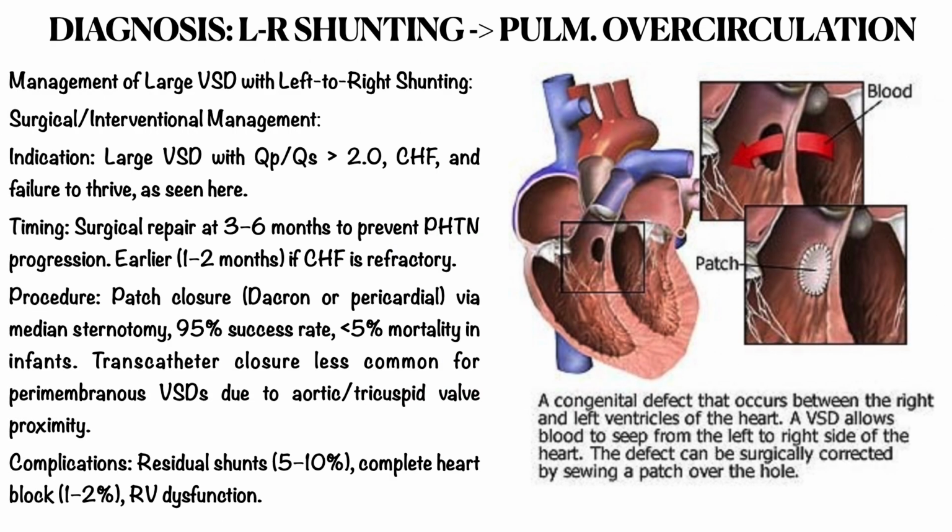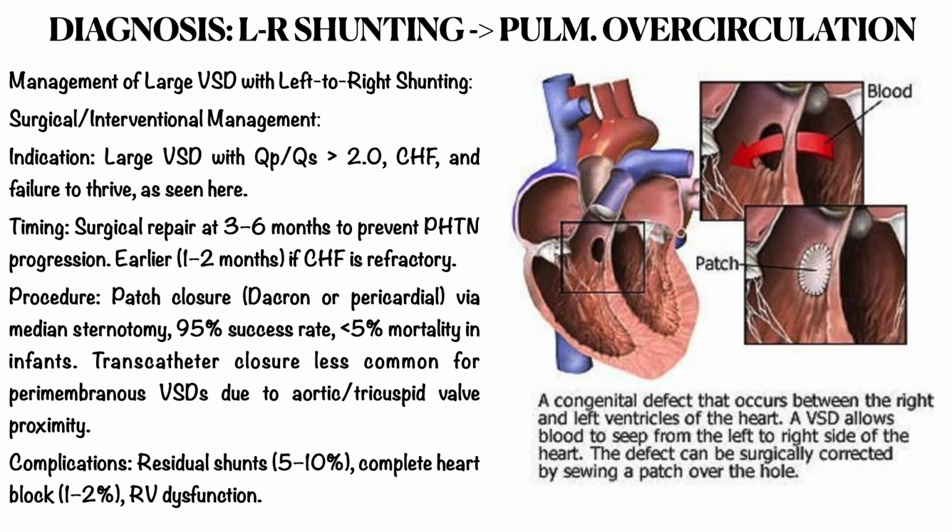So the management in surgical or interventional management, the indication, not all cases should be managed by surgery or intervention. Basically the indication is a large VSD with QP by QS ratio greater than 2.0, CHF and failure to thrive as seen here, and you can do the patch repair. Patch closure with Dacron or pericardial patch is done by a median sternotomy, with a 95% success rate and less than 5% mortality in infants. Transcatheter closure is less common for perimembranous VSDs due to aortic or tricuspid valve proximity. As you can see here, the patch closure is here.